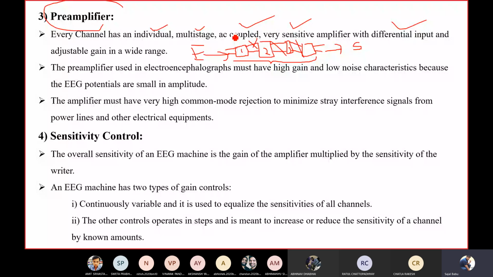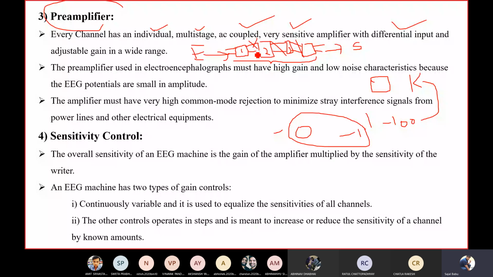Those who don't know about the gain: if you are having an amplifier, there will be a gain known as K. You can increase this value from 1 to 100%, or if you are taking a constant value, it will be 0 to 1. So you can adjust the gain of the amplifier so that you can adjust the signal strength.